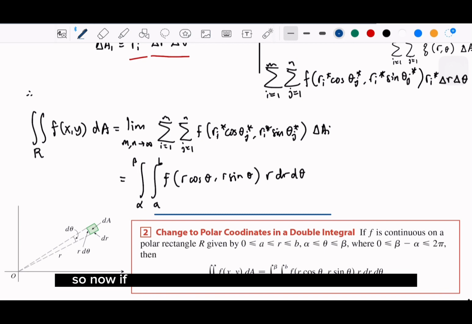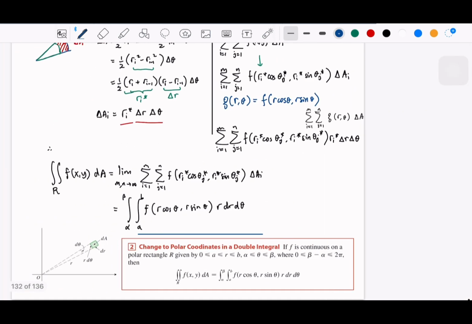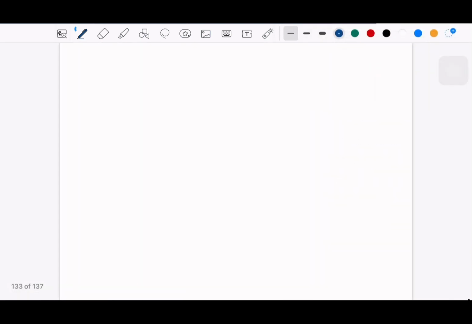So now, if you can see, if some problems can be solved, maybe you can convert them easily to polar, and perhaps that will be a better way to solve it. So for some problems, it's probably easier to solve if we change the conditions into polar. Okay, let's take a few examples. Okay, evaluate.